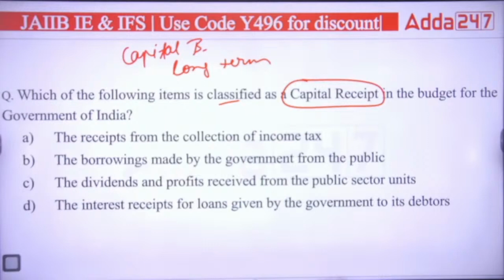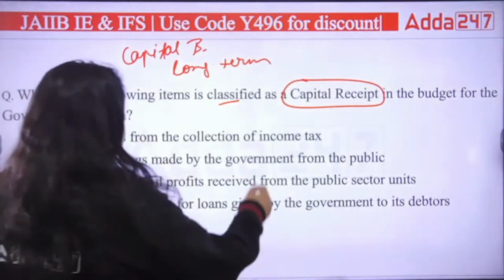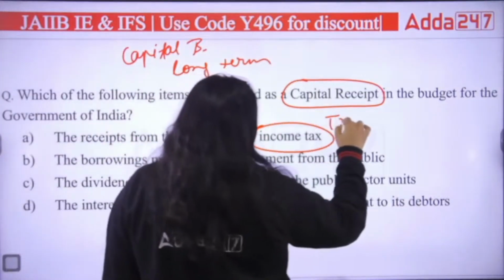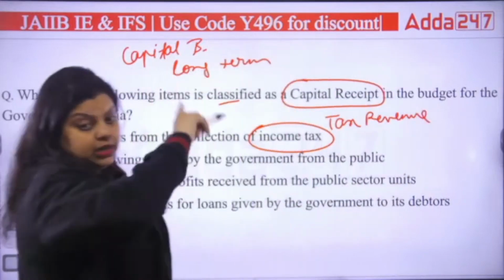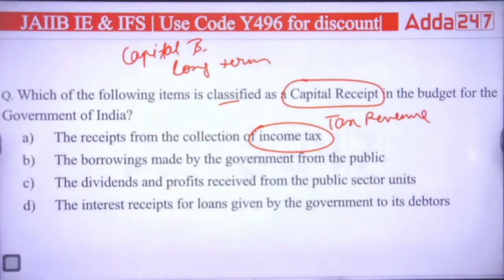A, B, C or D? Okay. First is saying receipts from the collection of income tax. If it is a tax, it is a tax revenue. If tax is written, that's a tax revenue, and the tax revenue is a part of revenue receipt, day-to-day income. The first is wrong.